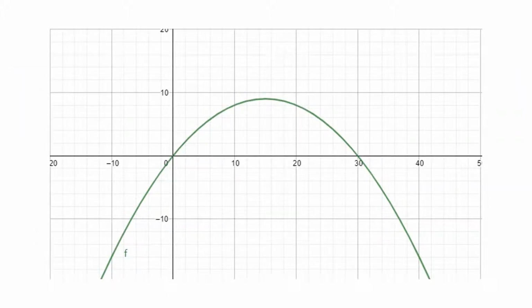And this is the way the graph is going to look. Now after you graph it, your answer is going to be 0 because the graph is touching those x-intercepts. So your solution is going to be x equals 0 and x equals 30.